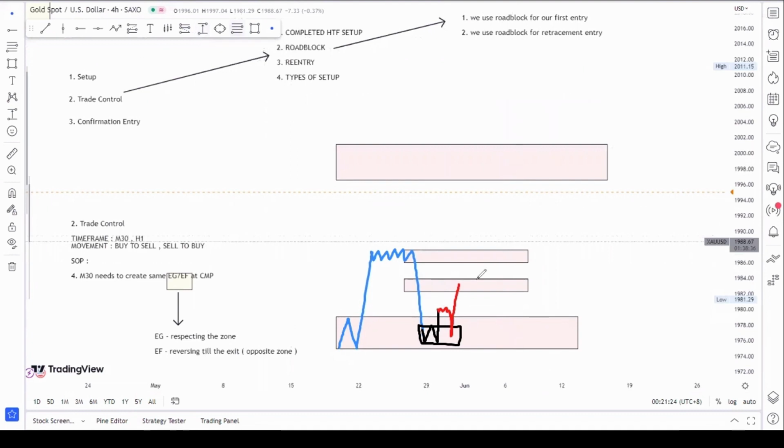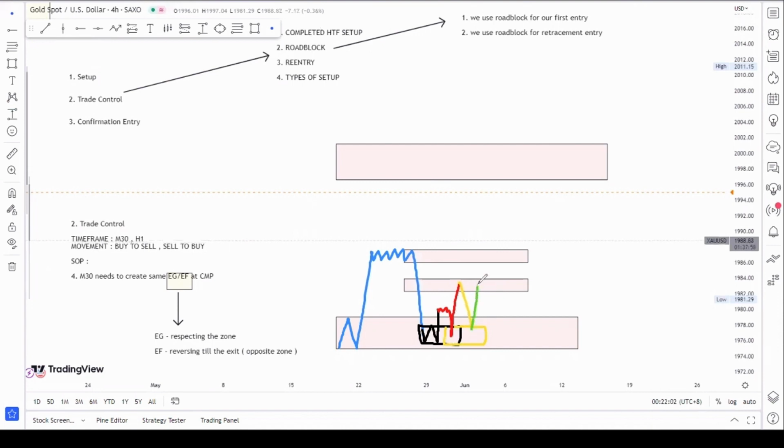Roadblock, on what time frame do we see that? M30 and H1. Okay, M30 and 1 hour. So when the price reaches the roadblock, if there is a confirmation entry here, the price is going to respect the trade control, the roadblock zone, and the price is going to go down. And then to the same zone, which is our trade control zone, and went up again.